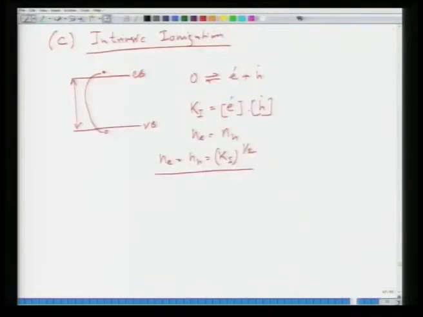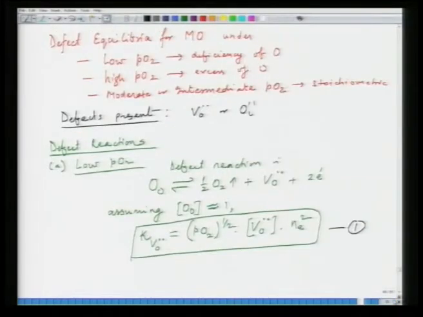And then finally we looked at the equilibria in the case of intrinsic ionization. In intrinsic ionization, the K value is equal to the electron and hole concentration product, which is independent of partial pressure of oxygen. And then we started working on developing an equilibrium concentration diagram as a function of partial pressure of oxygen.